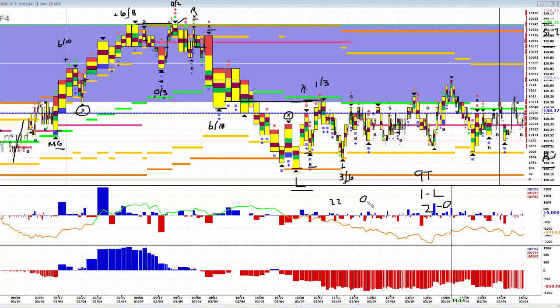So this is a big contract. It can make you a lot of money. It's just the way it trades. It's the way that it works. If you're not trading the bond, you need to seriously consider it.